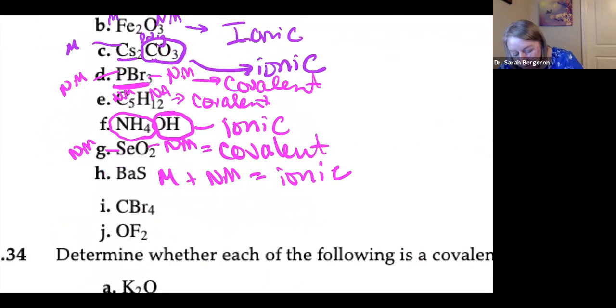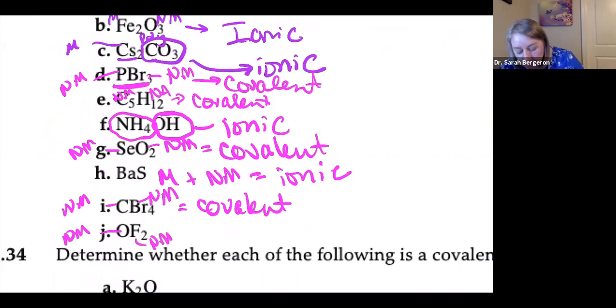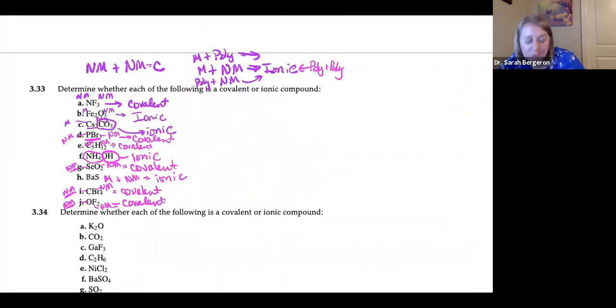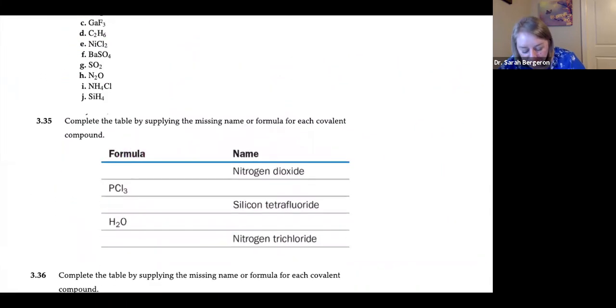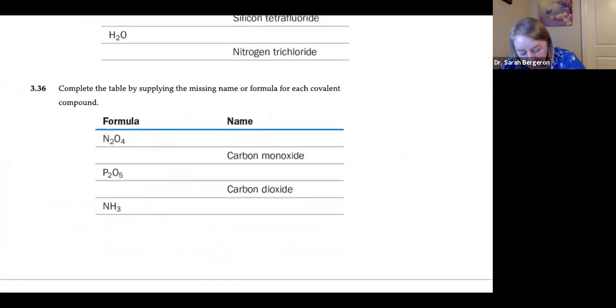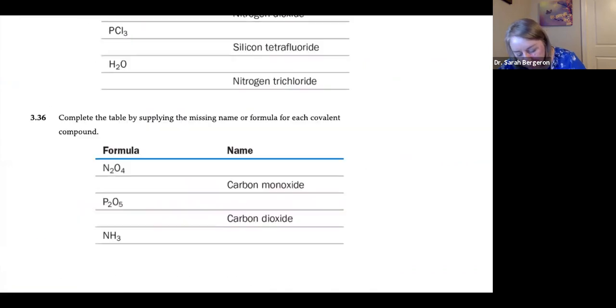CBr4. C, carbon, nonmetal. Br is a nonmetal. That tells us that we are covalent. OF2. O is a nonmetal. F is a nonmetal. What you'll notice is if you start with a nonmetal, it's going to be covalent. Hint, hint. Okay. So you should be able to do that. Be able to identify covalent and ionic. Okay. Oh, this is our last one, finally.